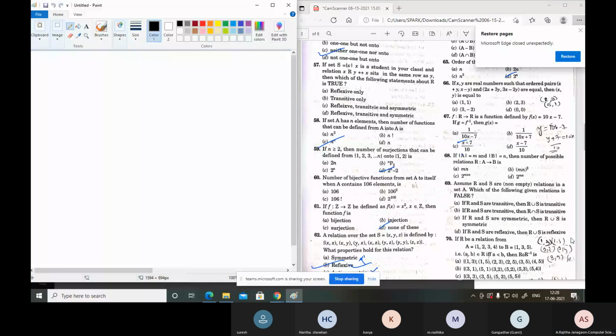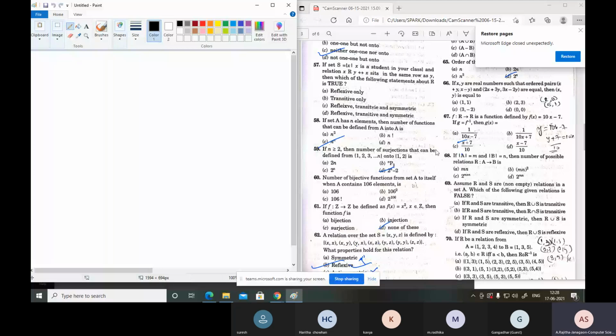Now here, this is 2 to the power of mn. Okay, then A equal to this one. How many possible relations are there? That is 2 to the power of mn.